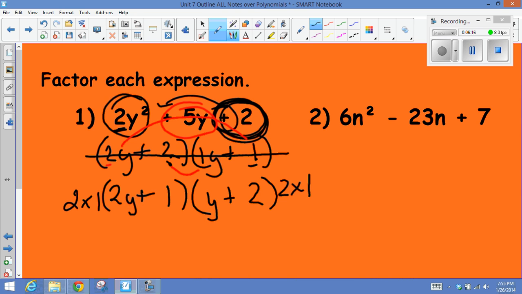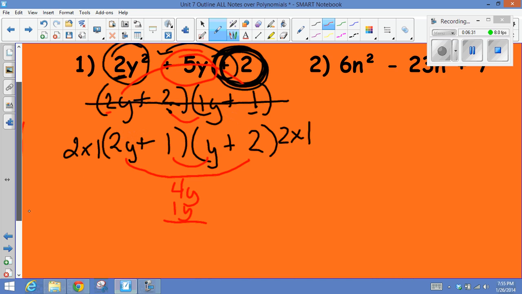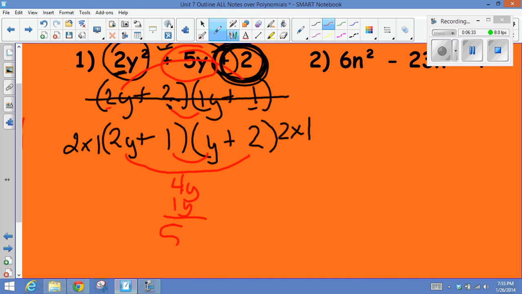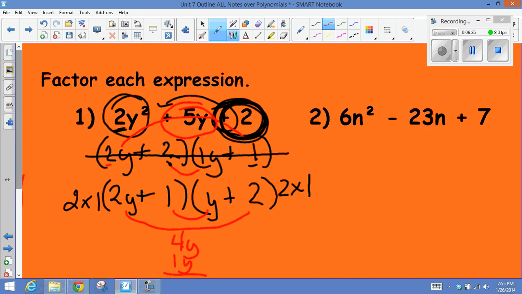So I still have 2 times 1 that gets me this 2. But now I have a different middle, because now I'm going to do 2 times 2, which is 4y, and the inside, which is 1 times y, which is 1y. And that will get me my 5y that I want. 4 plus 1 is 5y. And I want to make sure it's a positive 5y, because that was what I needed up there.